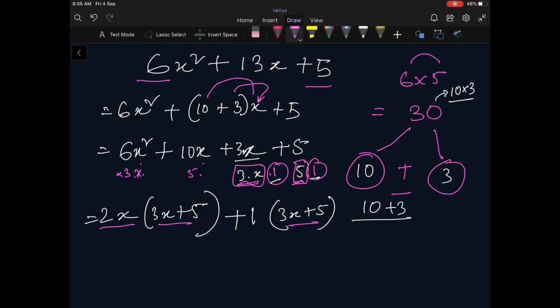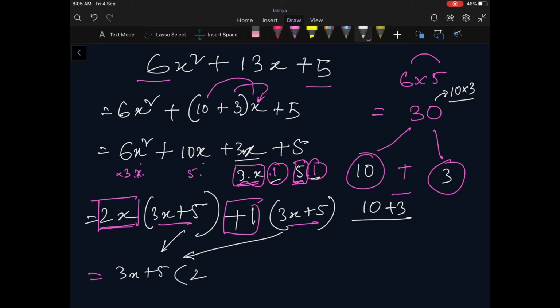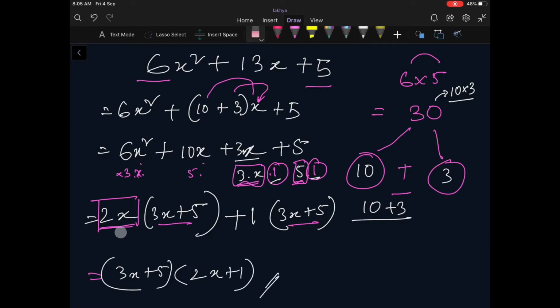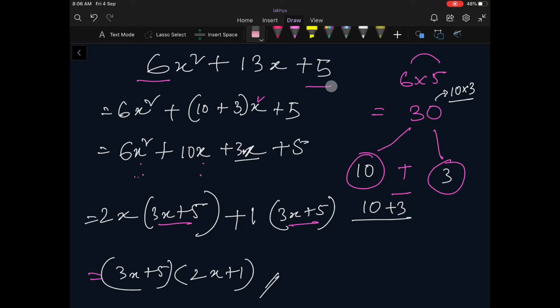Now you can see thrice x plus 5, this is also thrice x plus 5. From these two you can take thrice x plus 5 common. Then after taking thrice x plus 5 common, you will get twice x plus 1. So that's how you can factorize such kind of polynomials. Let me clean this first. So this is the complete solution, how to factorize a trinomial of such types.